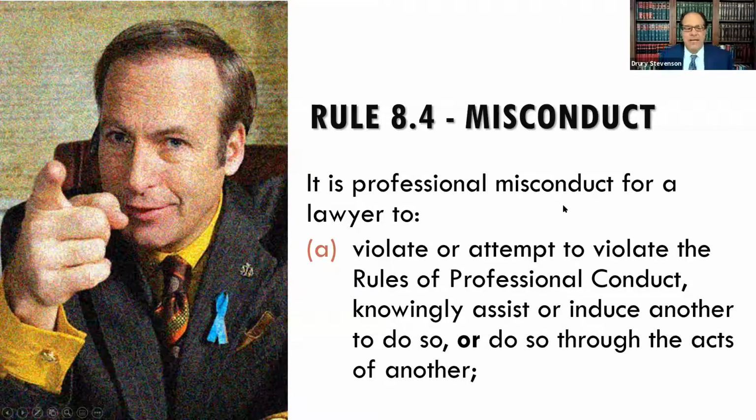And we could go on and on through all the rules where you offered or tried to violate the rule, and then fortunately it didn't work. Other people wouldn't go along with you, or in the end you didn't succeed, but you could still be subject to discipline under 8.4a for trying to violate one of the rules. So this is a pretty significant rule. Okay, let's move on. 8.4b.